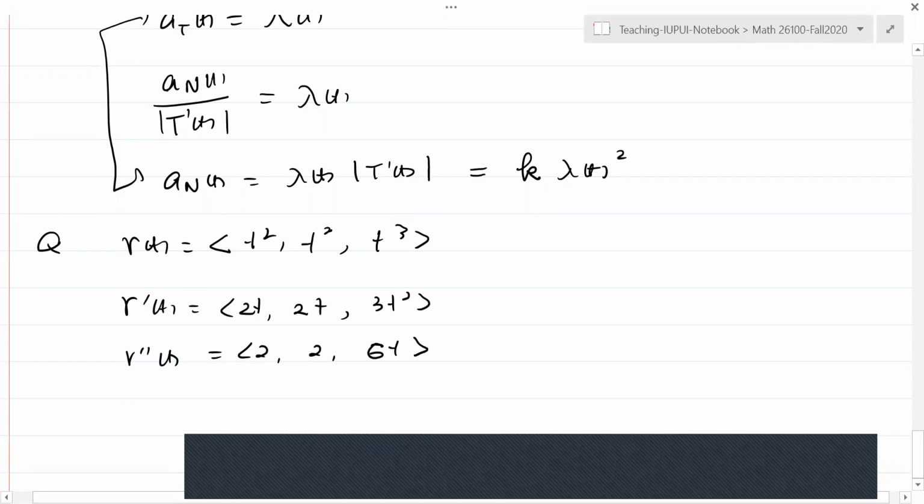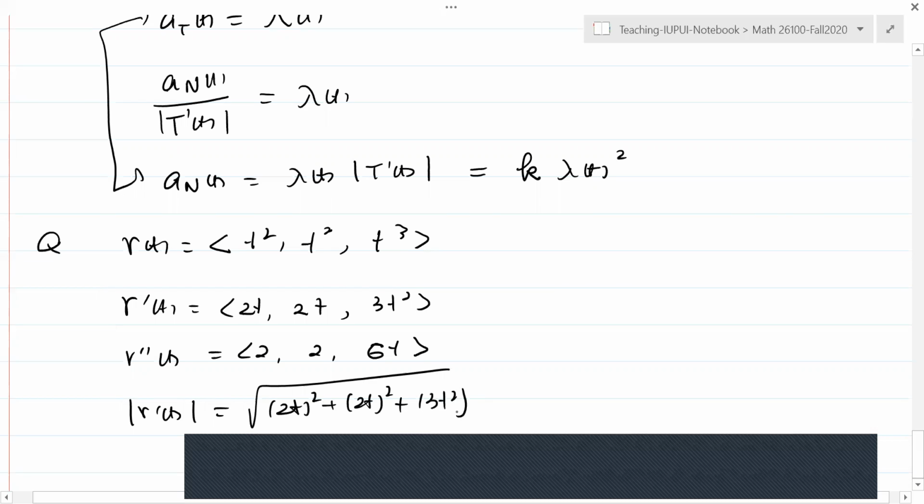And the first thing you have to find out is the speed, right? So that is going to be the square root of the sum of the squares of each component. Then you simplify it. 4 plus 4 is going to be 8, and this will be 9t to the fourth power. Okay.